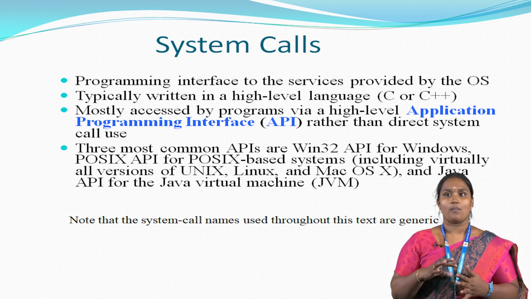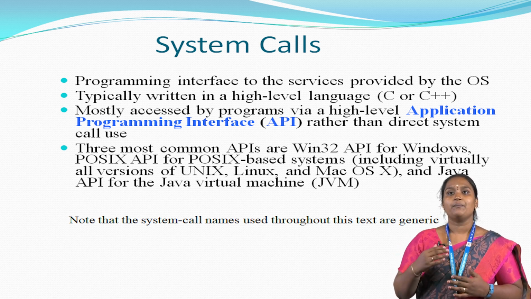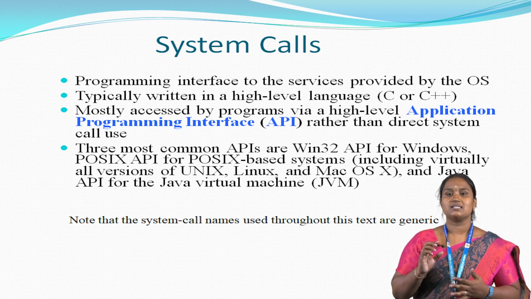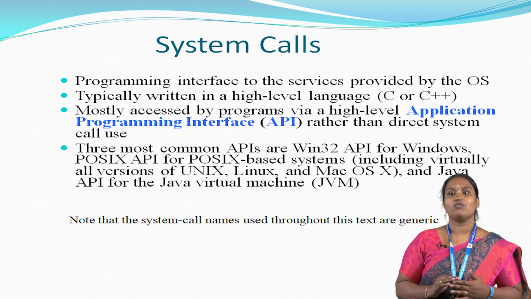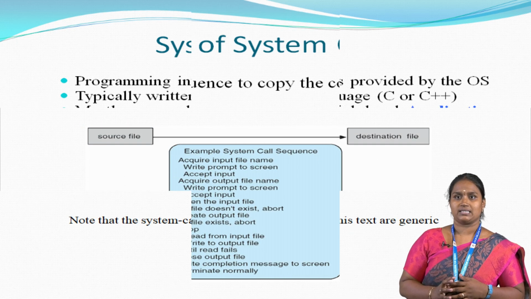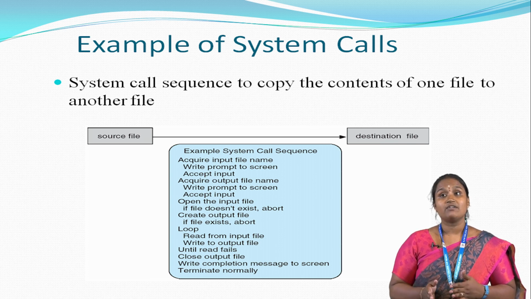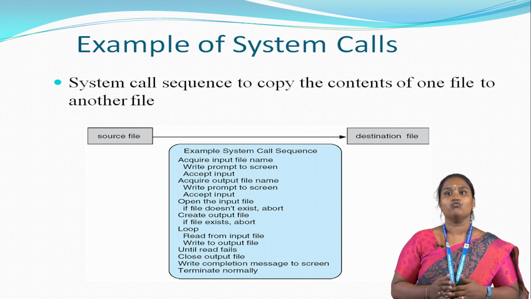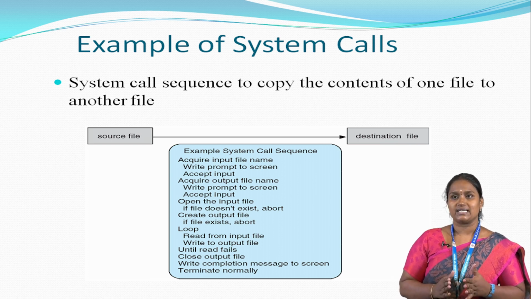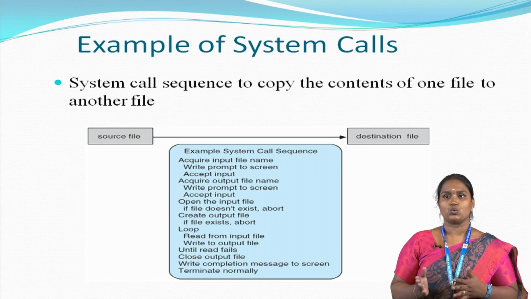The three most common APIs are the Windows API, the API for POSIX-based systems, including virtually all versions of Unix, Linux and Mac OS. Examples of system calls: the system call sequence to copy the content of one file to another file. The source file is the original text. The destination is the copy of the source.